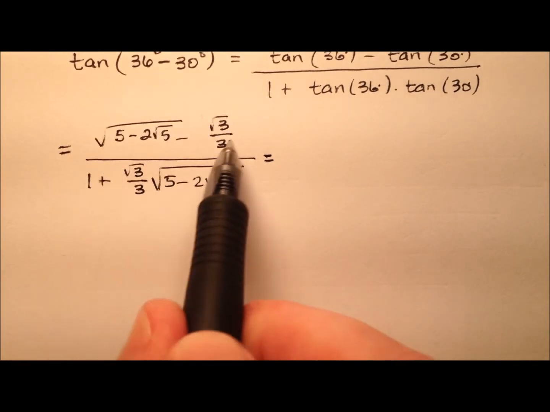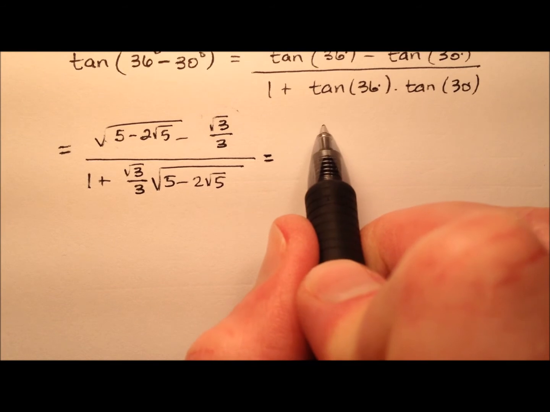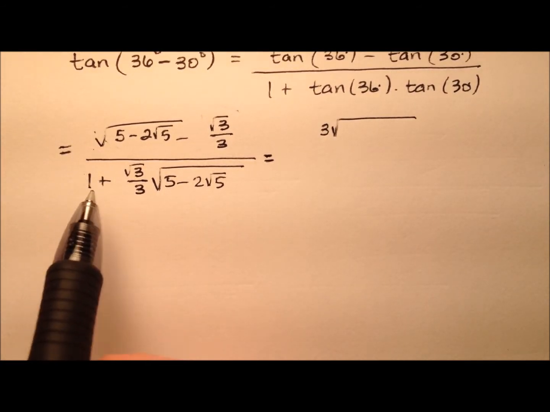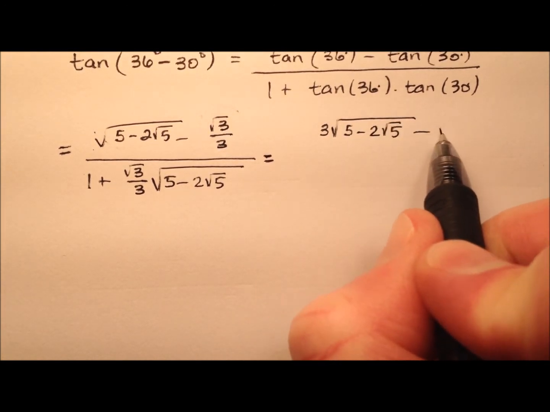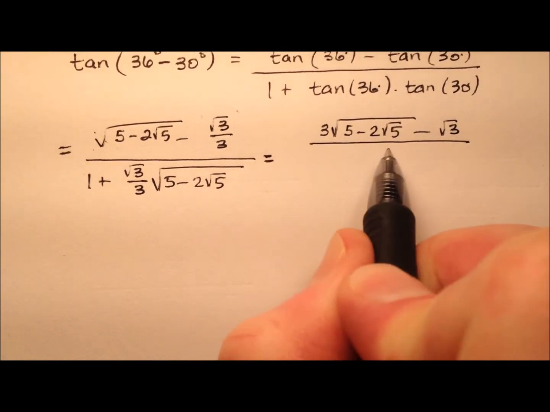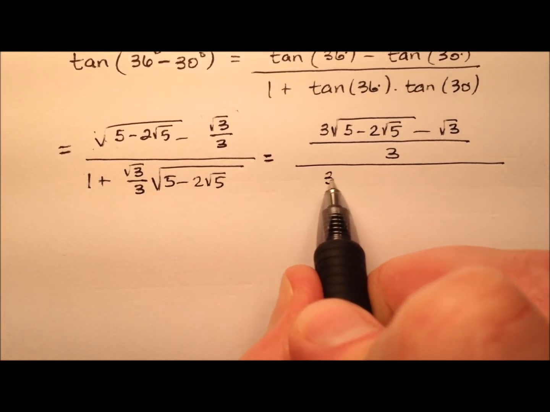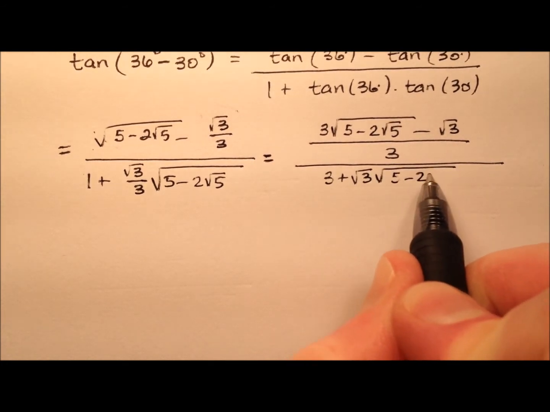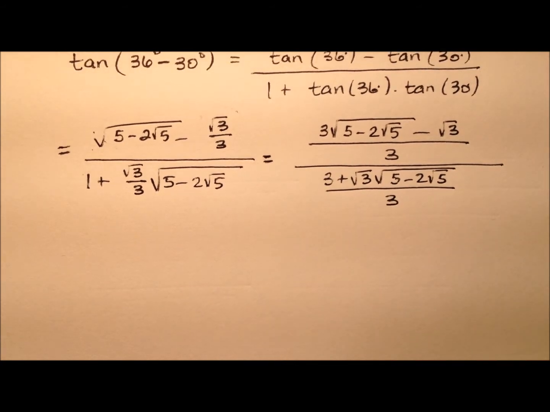Okay, so let's start by getting common denominators in this numerator and this denominator. And when we do so, we'll multiply this by 3 over 3 and this by 3 over 3. So we'll have this first one minus the square root of 3 all over 3, that common denominator. And all of that then is over 3 plus the square root of 3 times that radical expression. And that's over 3 as well.